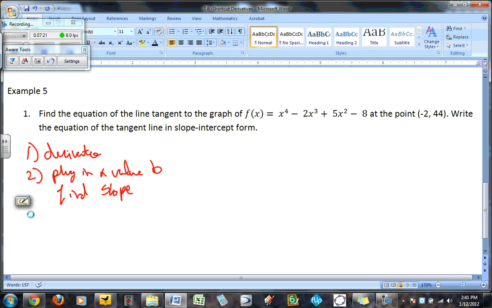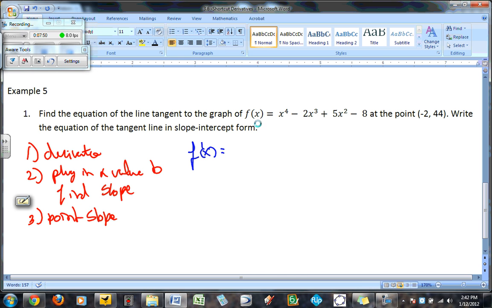And the last thing to do then is use point slope to write the equation of your line, and then you're going to have to simplify to get it into slope-intercept form. So first step number 1 is take the derivative. So we need to find this guy's derivative, and the reason we take the derivative is because it gives us the slope of this function at any x value in this entire graph. So we're going to take this guy's derivative.